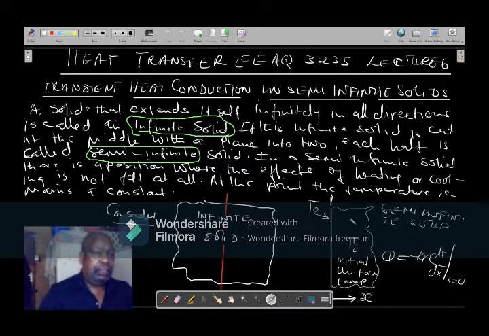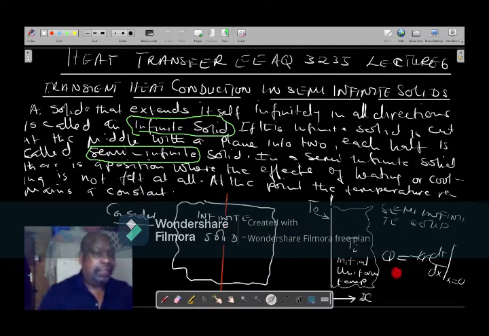Now, if we wanted to know the rate of heat transfer, Q, then we would use Fourier's equation, minus kA dT by dx. But we are dealing with a case where the temperature distribution is variable with time. So our temperature T is varying with x and also with time.